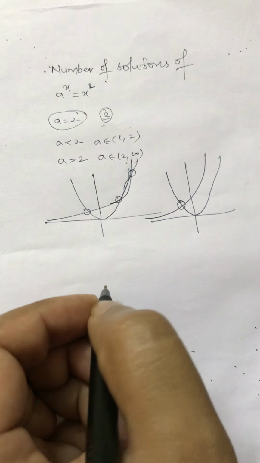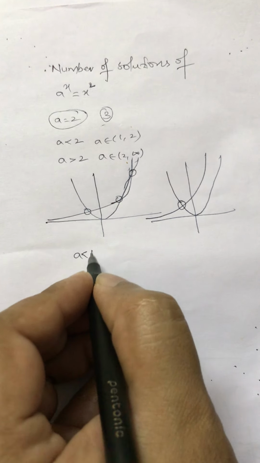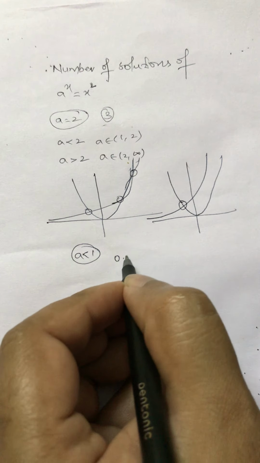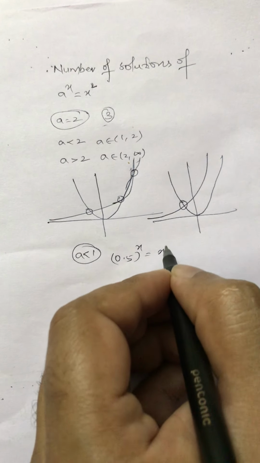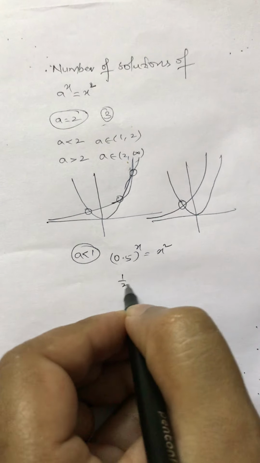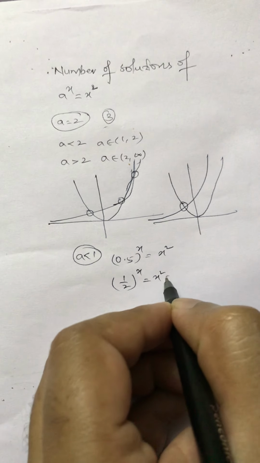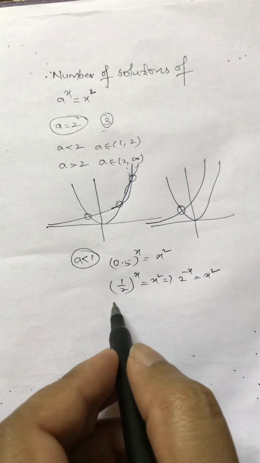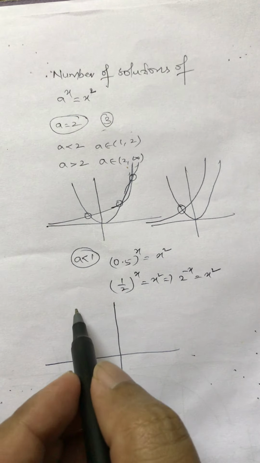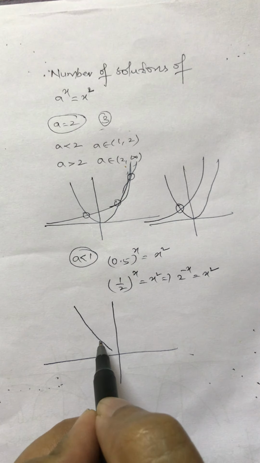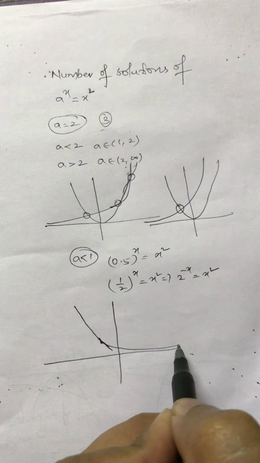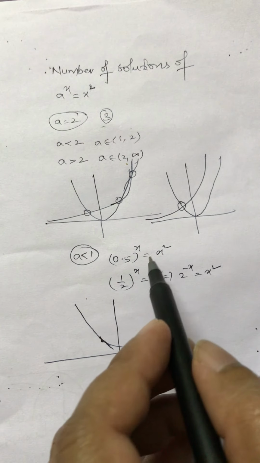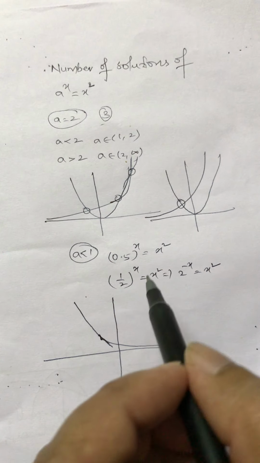So if a is less than 1, what happens? Let's say I write 0.5 power x is equal to x square. It means 1 by 2 power x is equal to x square, so 2 power minus x equal to x square. So the 2 power minus x graph will be in reverse order. I mean this will be like this, and then x square will be again what we know. So again we'll have 3 solutions.